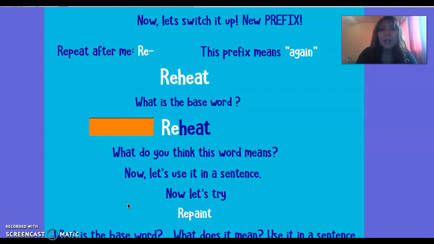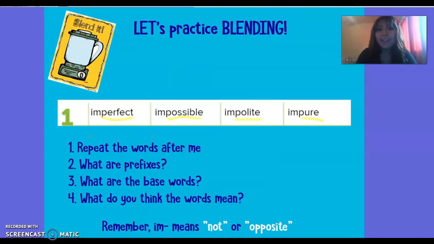Good job. I can also say, I like to repaint my walls when they get dirty. Yep. All right, guys, let's go ahead and move on. So let's practice some blending. We're going to blend some words. So you're going to repeat the words after me.